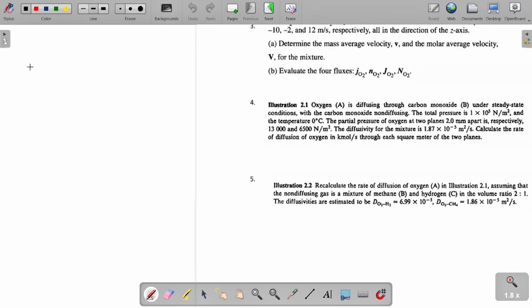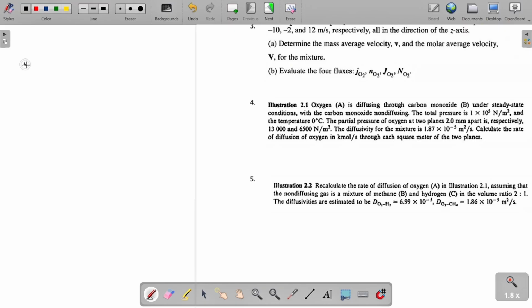And they give us the total pressure, the temperature, and the partial pressures of oxygen at the two planes, right? And the diffusivity for the mixture too, they give to us. So they're asking us to calculate the rate of diffusion of oxygen. Right? So they want the rate of diffusion, which actually makes sense. You see from Fick's law, right?